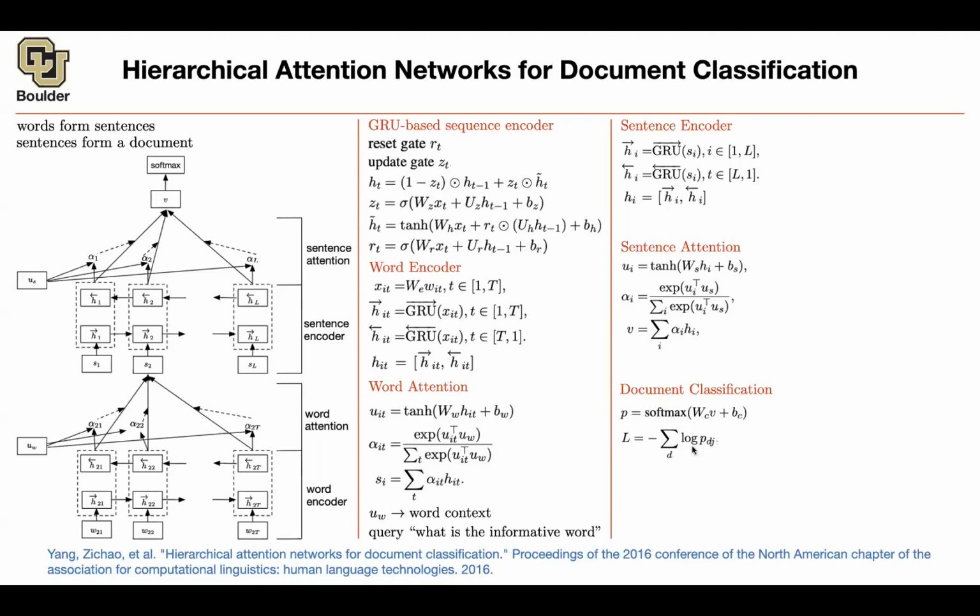This is going to give you a probability distribution. Per each document in your data set, you're going to have a p_d. Now you want to maximize the probability of the correct class, and j is going to pick out the correct class for you. So j is the correct label.